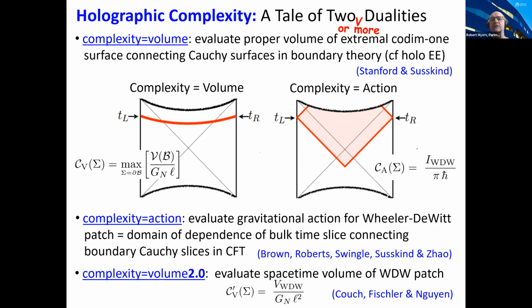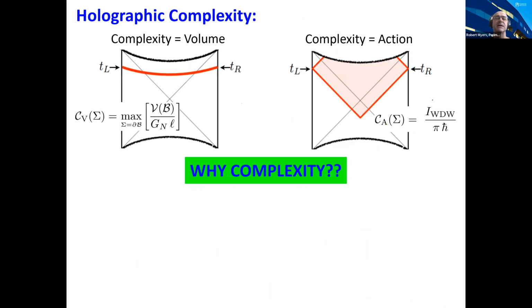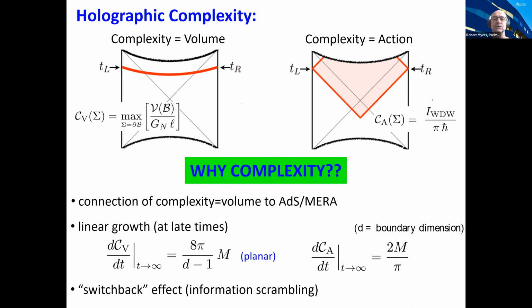So those are some interesting gravitational or bulk observables. I've suggested that they have something to do with complexity in the boundary, but what is the story there? Why should I think these have anything to do with complexity? Well, there's a number of qualitative ideas that Lenny and his collaborators put forward, and so I'll run through those.